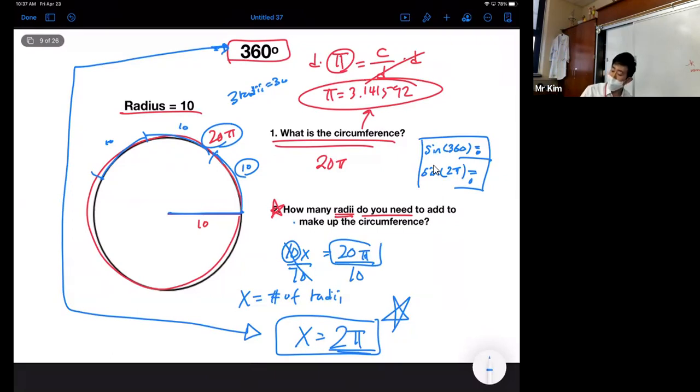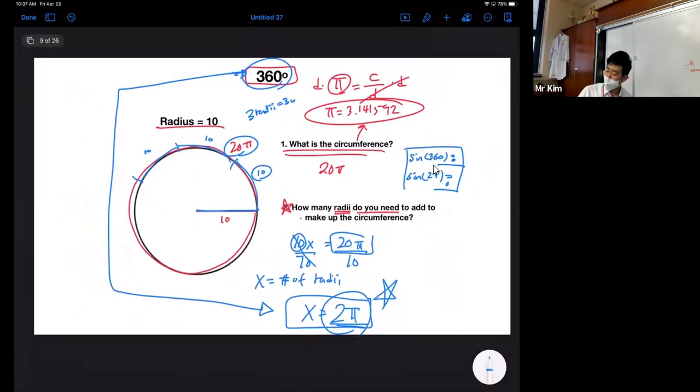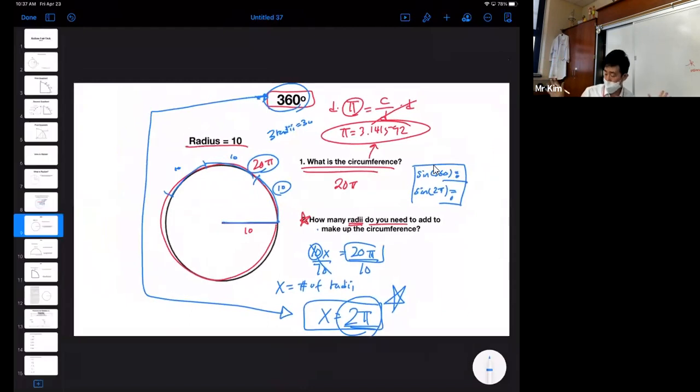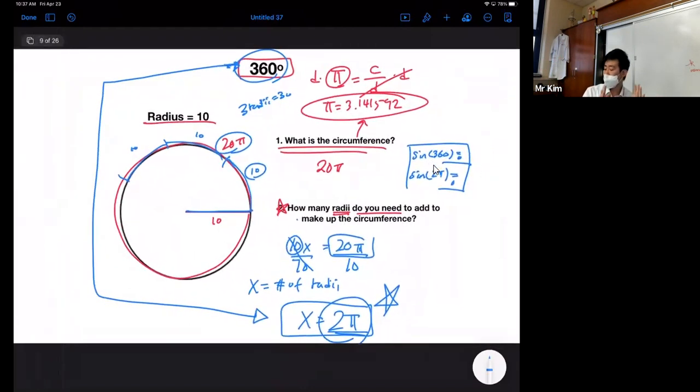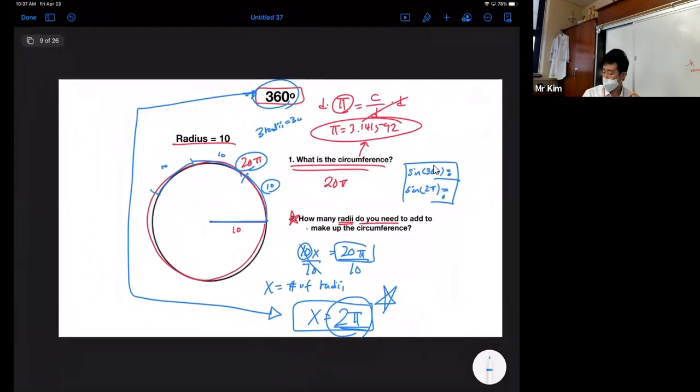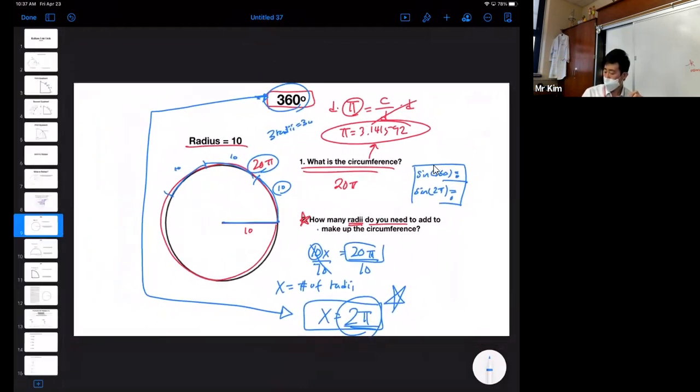If you want to skip all of this portion in the middle and go straight to the fact that, okay, Mr. Kim just wants me to memorize that 360 is 2 pi, I get that. That's another way of memorizing this too. I really do not care how you absorb this material, but I need you to understand how to translate between the two. So 360 is 2 pi. Any questions? Let's do 2 more like this.